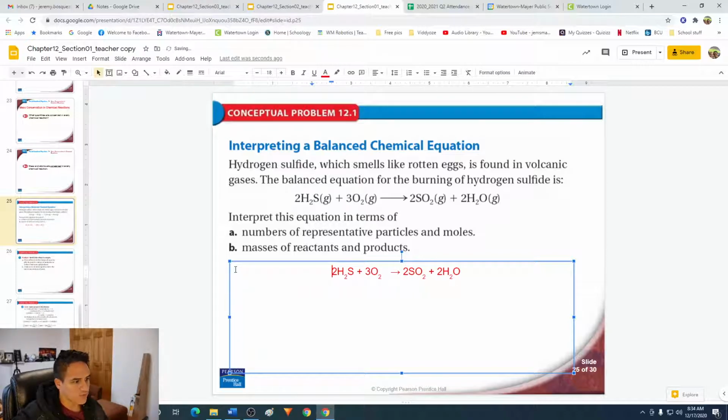So, all right, we're going to put this more in the middle here so we have some space to type underneath. All right, so representative particles. H2S is a molecule, technically, because we have hydrogen and sulfur, which are nonmetals. So basically, this would be 2 molecules of H2S plus O2, that's also a molecule. So 3 molecules of O2.